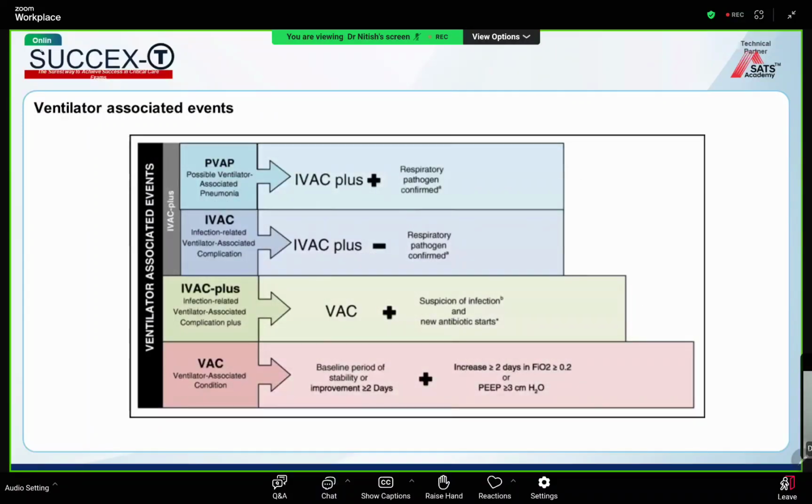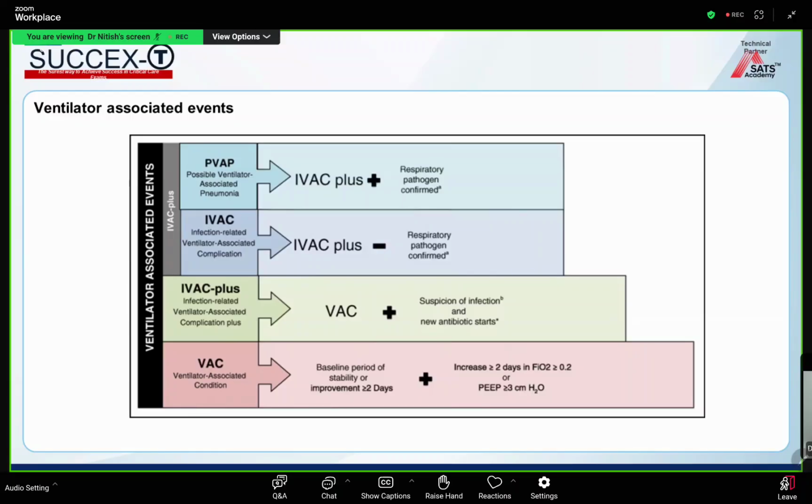And this one is in ventilator associated events. Why has this concept come up? Because sometimes, based on those definitions and CPIS scoring, we tend to overestimate the VAP rates. So there is something called ventilator associated events, and this concept has come up only for surveillance. Remember, do not use this for your clinical judgments. This has come up only for surveillance.